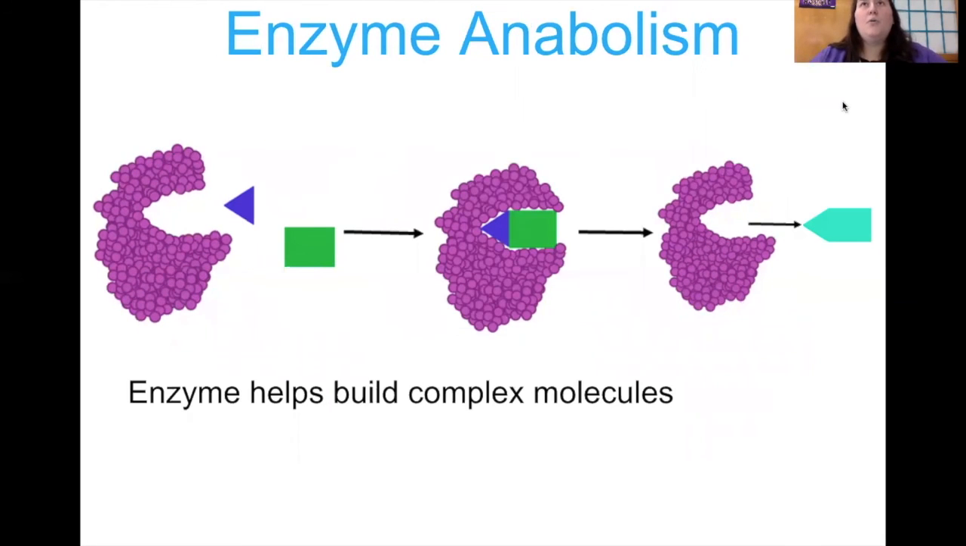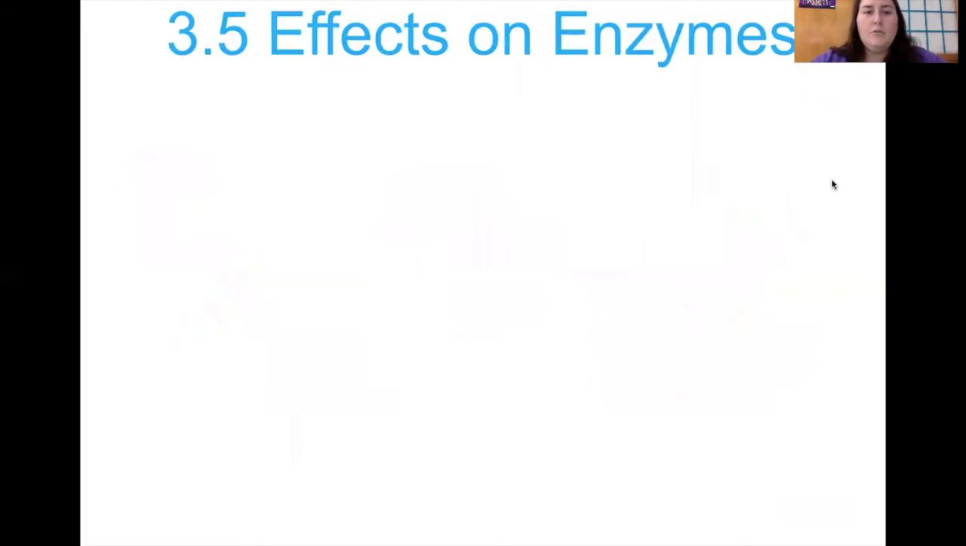The opposite of that is enzyme anabolism. Here, two substrates bind to the enzyme in the open site or active site, which increases the chance of this reaction occurring and going from reactants to products. Our product ends up being one piece in the end, and it's building a complex molecule.